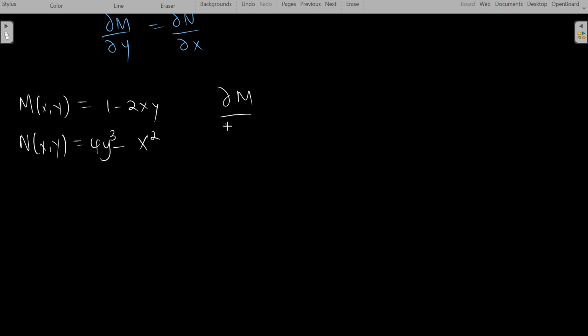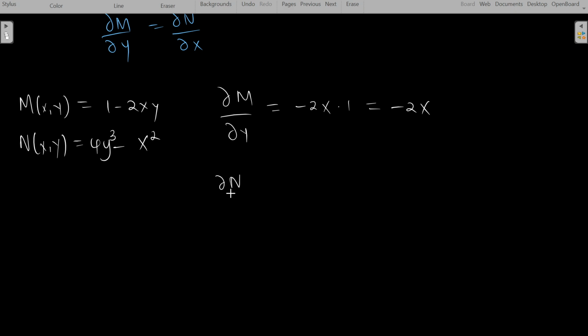Now I'm taking the derivative of M with respect to y. If I take the derivative with respect to y, I'll treat everything else as a constant. So this constant will go to 0. Then minus 2x is a constant, and I'll differentiate y, which gives 1. So this is simply negative 2x.